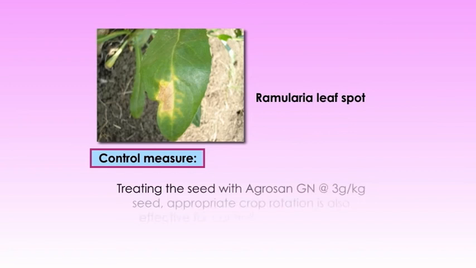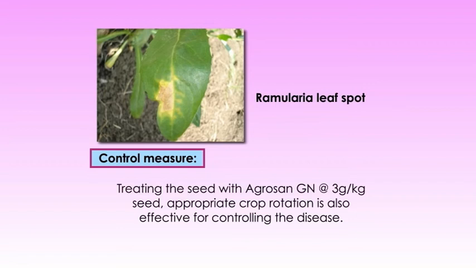The third disease may be ramularia leaf spot. This is controlled by treating the seed with agrosan at the rate of 3 gram per kg seed. Appropriate crop rotation is also effective for avoiding this disease.